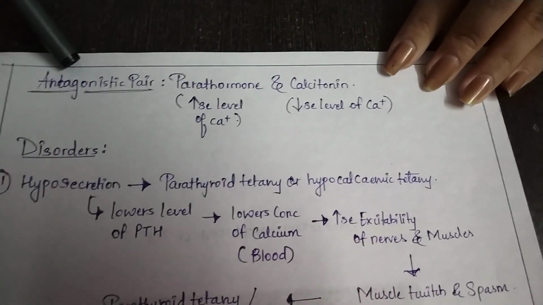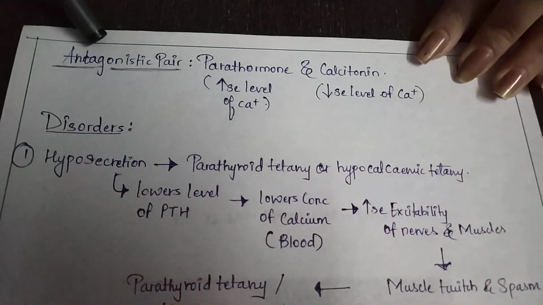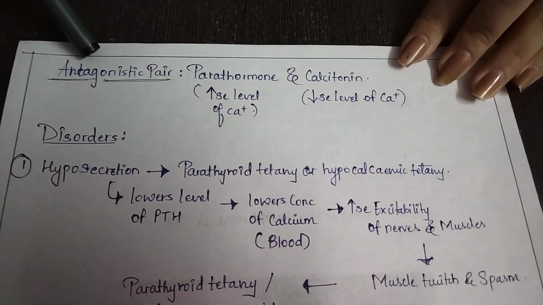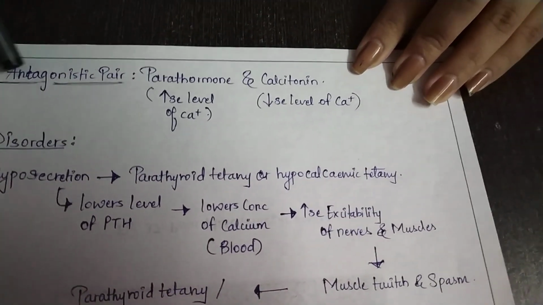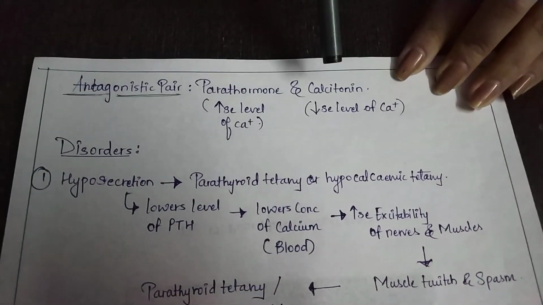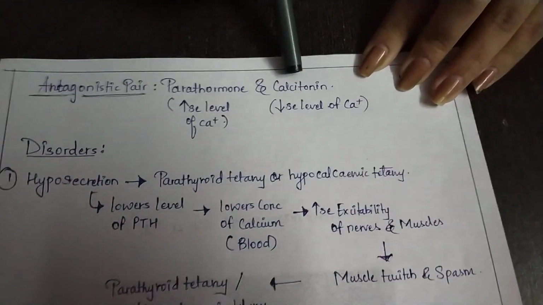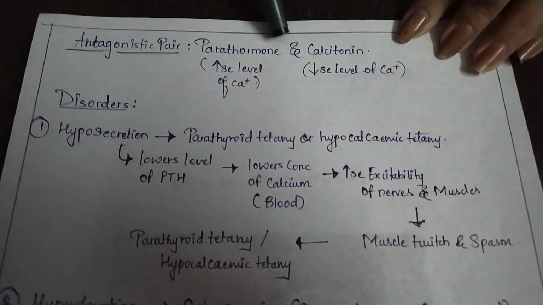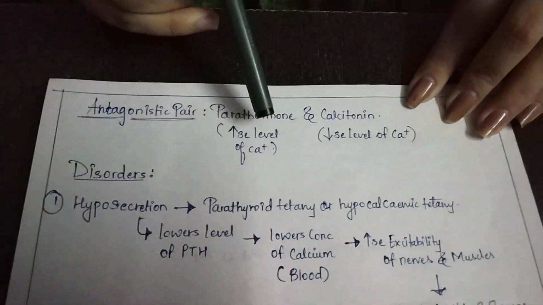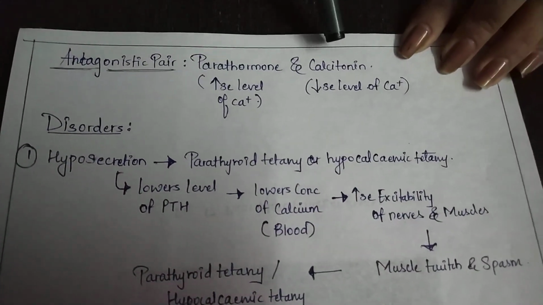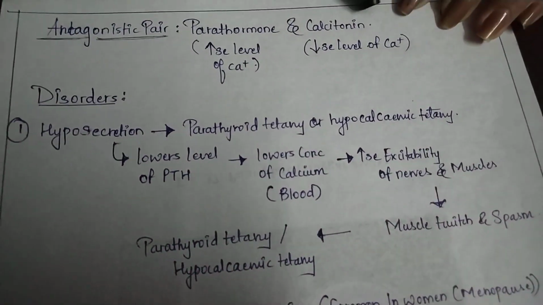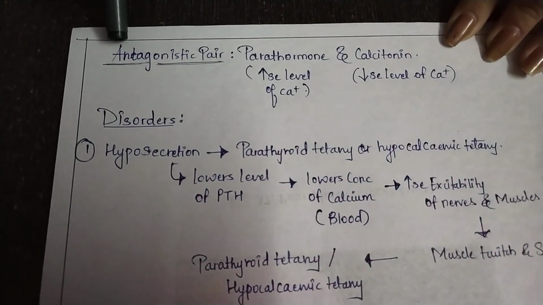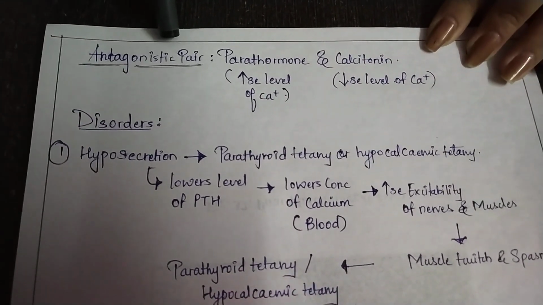Basically the way glucagon and insulin works in our body. Whenever insulin is secreted, glucose level decreases. Whenever glucagon is secreted, glucose level increases. Similarly, this parathormone and calcitonin also lead to the same control. That is, whenever parathormone will be secreted, it will increase the level of calcium. Whenever calcitonin will be secreted, it will decrease the level of calcium. So in this way, they are known as antagonistic pair, which means opposite pair.